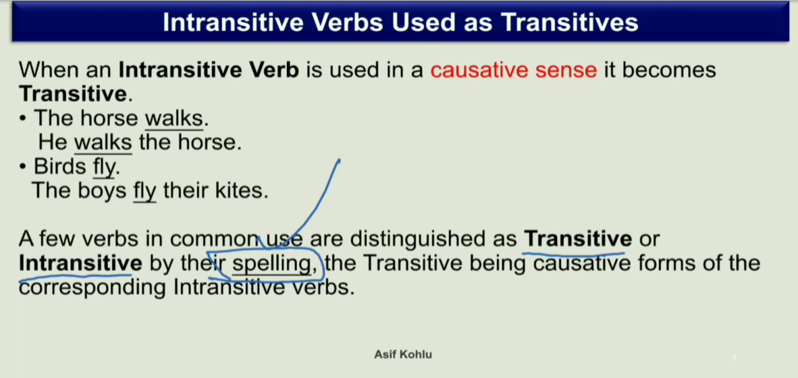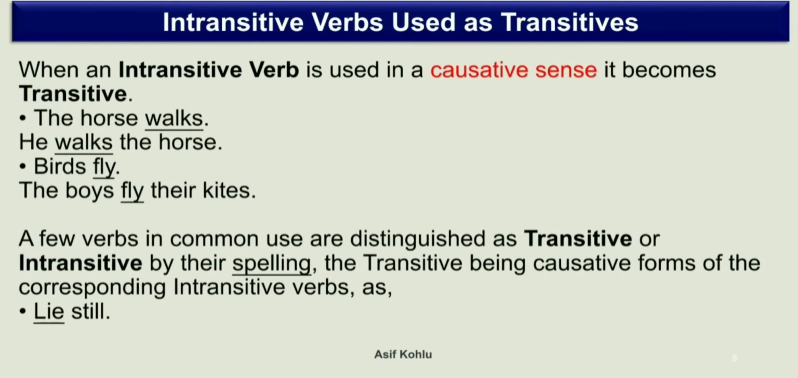Now let's look at the example, lie still. Here lie is used as an intransitive verb, and lie means to keep something or someone horizontally, or in a position of rest, or resting position. But the second sentence, lay the basket there. Now lay means to cause to lie, to put something or someone.